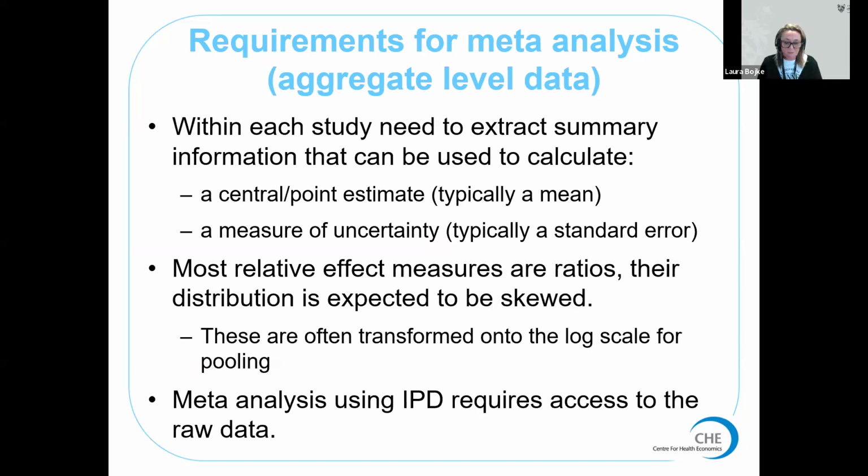So aside from that information that you might require when we're dealing with aggregate level data, if we are dealing with individual patient data meta-analysis, and I'll briefly describe that towards the end of the presentation, that obviously requires access to the raw data, so would require patient level information on whether or not events occurred for particular patients, or perhaps the timing of those events as well.